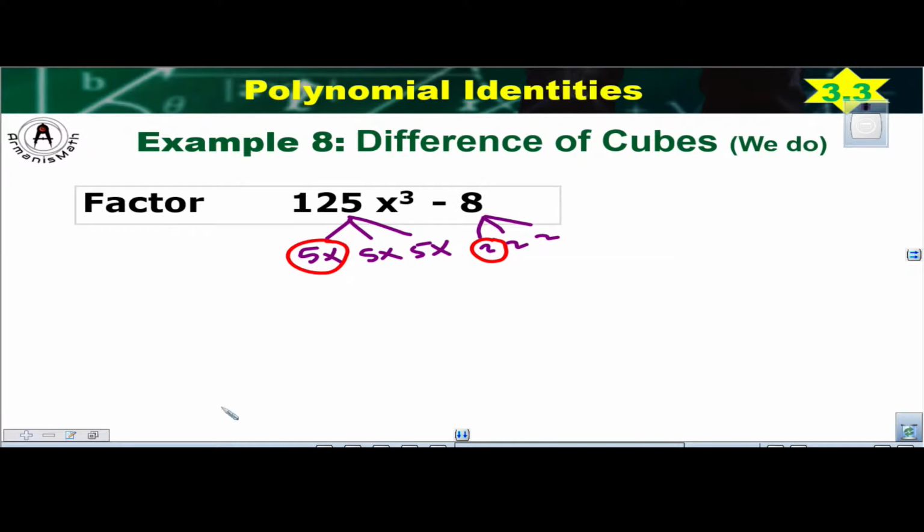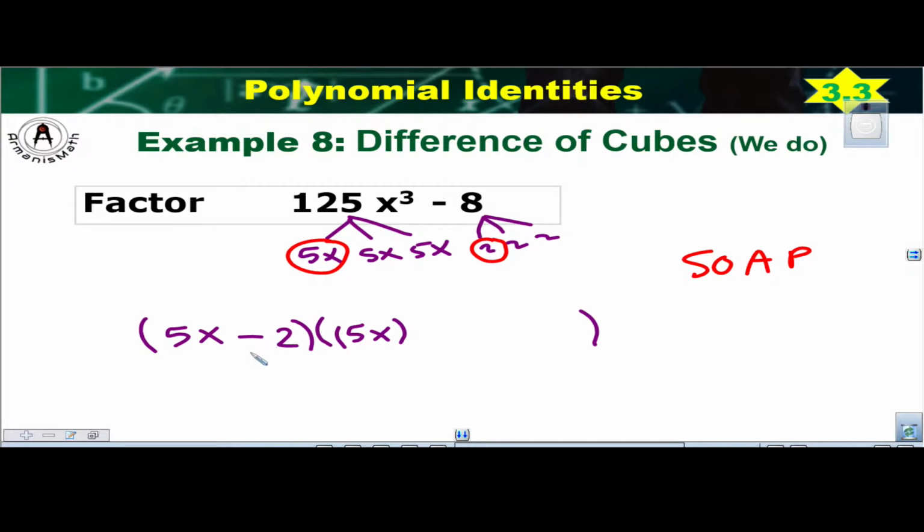Okay, so 5x. I'm going to put SOAP here for me, just as a reminder. And I'm going to put two parentheses, a tiny and a chubby one. So what do you think is going to go here? 5x minus 2. And then I'm going to say 5x, I have to square that. Oh, by the way, I used SOAP here, remember? Same as what I started with.